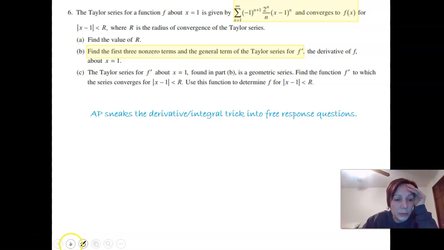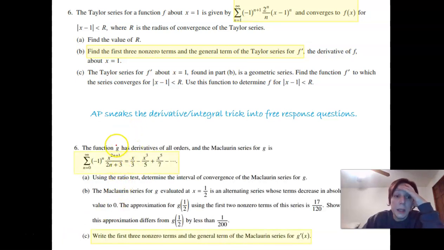Okay, let me show you another one. Here they say the function g has derivatives of all orders, Maclaurin series. We'll talk about that here in a minute, next video. They give you the rule for the series, and look how nice they were. They gave you the first 3 terms.